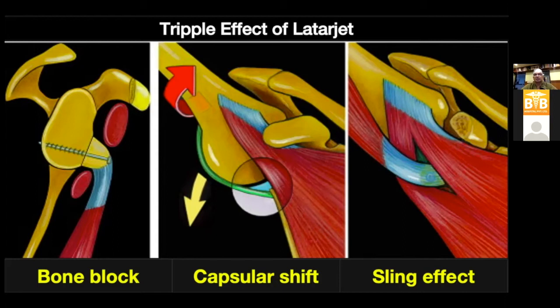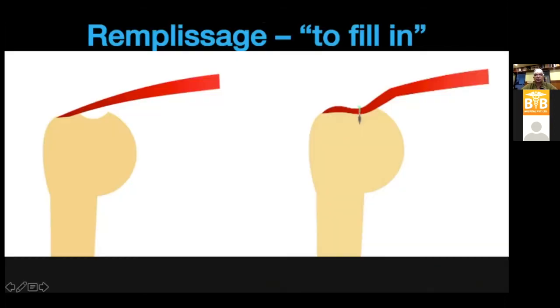The third gold standard is the remplissage. Remplissage comes from the French language and literally means to fill in. This is done not for the glenoid, but for the Hill-Sachs lesion. The Hill-Sachs lesion is filled with the infraspinatus tendon. I'll show you an animation of this technique.